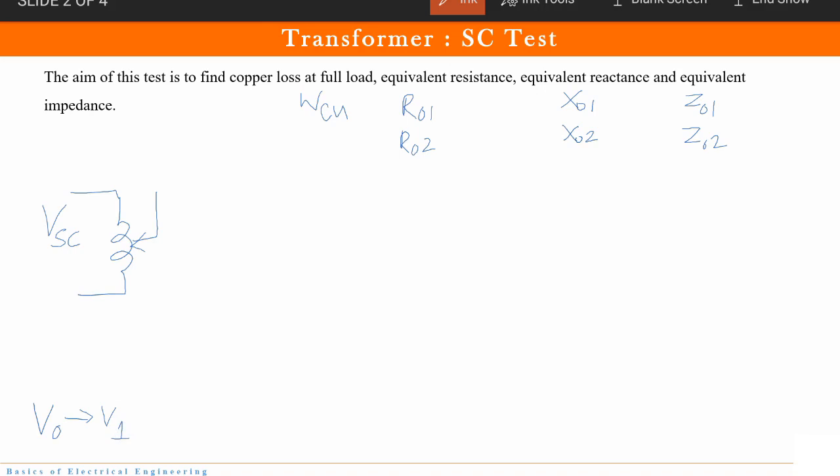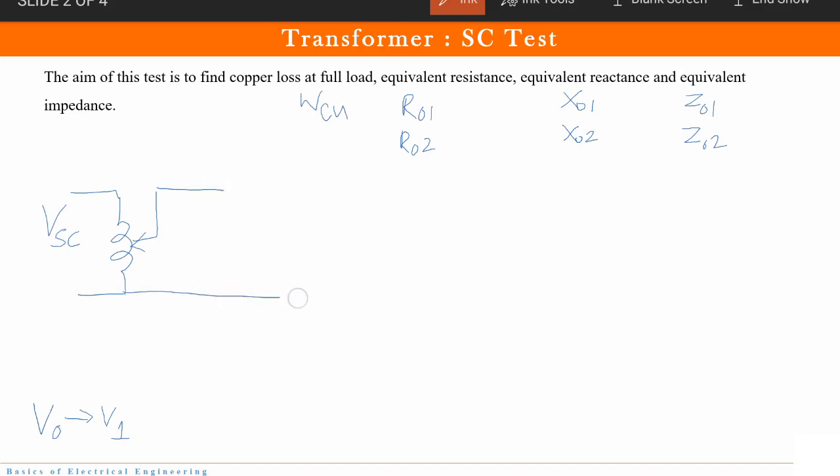So if you say V0, it is no load voltage. If you say I0, it is no load current. Basically, these are primary current and voltages. Similarly, here we represent the voltage by VSC. It is short circuit voltage, and current will be represented by ISC. Okay, fine. So this is done.